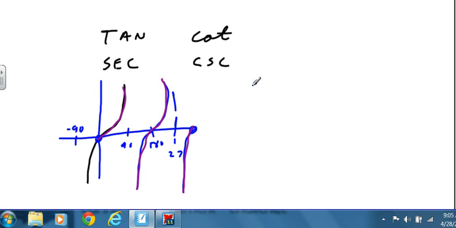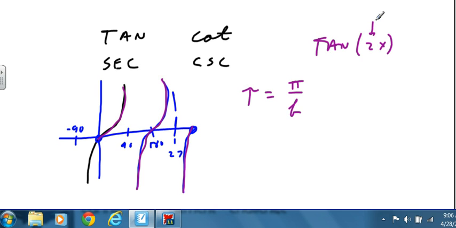That being the case, my tangent function period is going to be pi over b instead of 2 pi over b. So if I have tangent 2x, then my b is a 2, and I divide by 2, and my period would be pi over 2, 90 degrees. If I had an amplitude in front of this, what's that going to do?